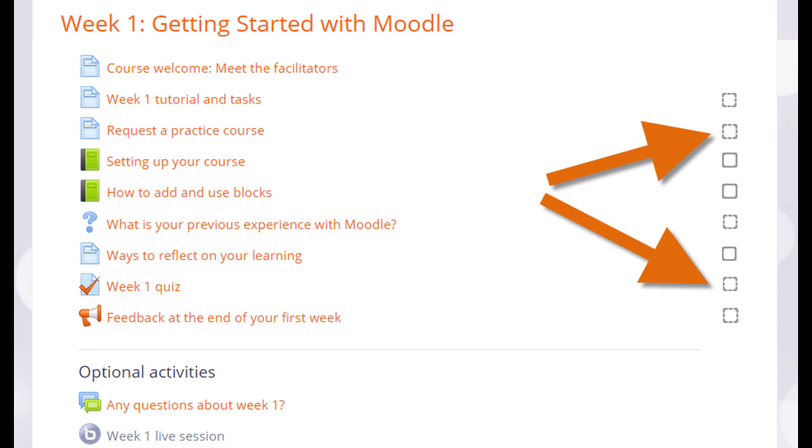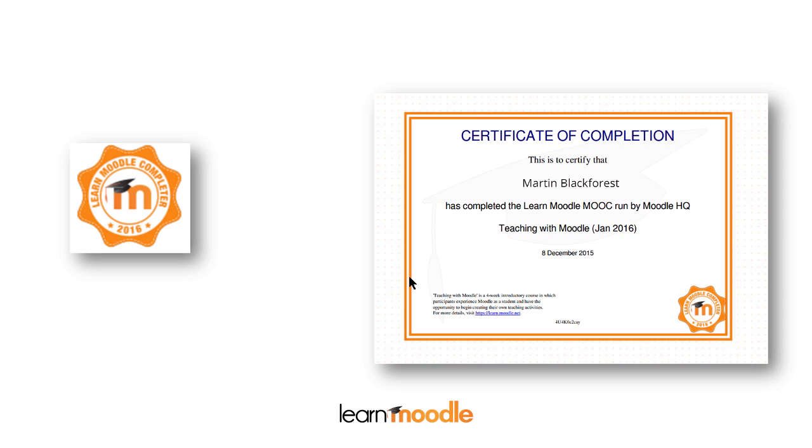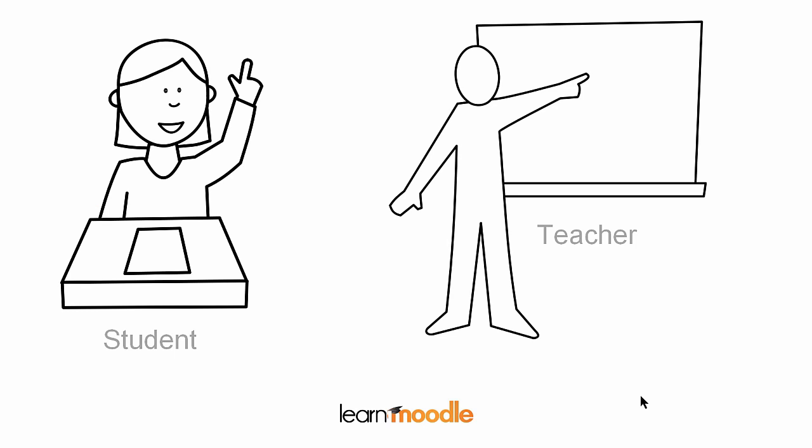For the boxes with a dotted line border, they will automatically display a tick or check mark when you meet the criteria of that activity. If you complete these activities and get ticks in all the boxes, you'll receive badges and a certificate of completion.